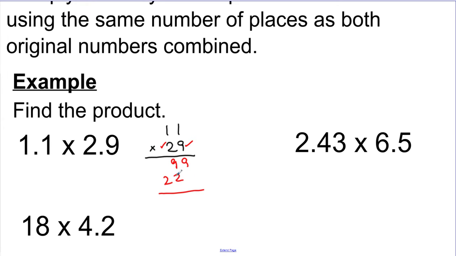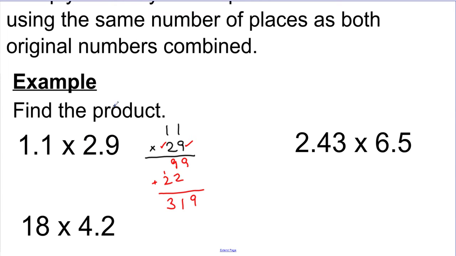And now that I have this stacked list of numbers, I'm going to add them together. This is a 9. This has 9 plus 2, which is 11. Carry a 1. Okay, so 319. So what I did was I just multiplied together 11 times 29. Well, obviously I'm not multiplying together 11 and 29. I'm multiplying together 1.1 and 2.9.